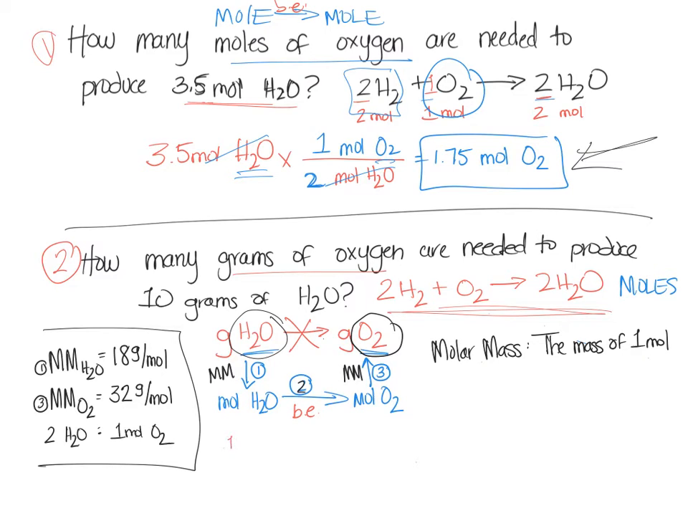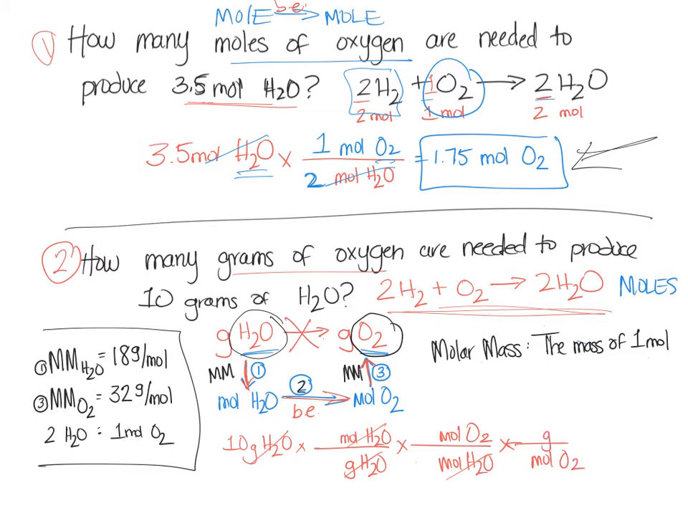So I'm going to start with my given, 10 grams of water. And I said step 1, I'm going to go from grams of water, so put that on bottom, into moles of water, put that on top. So that grams of water cancels when I'm done here in a second. Step 2, I'm going from moles of water to moles of oxygen. So put moles of water on bottom so it cancels. Moles of oxygen, what I want at the end of step 2, on top. And then step 3, I'm going from moles of O2 to grams of O2. So I put that on top and bottom.